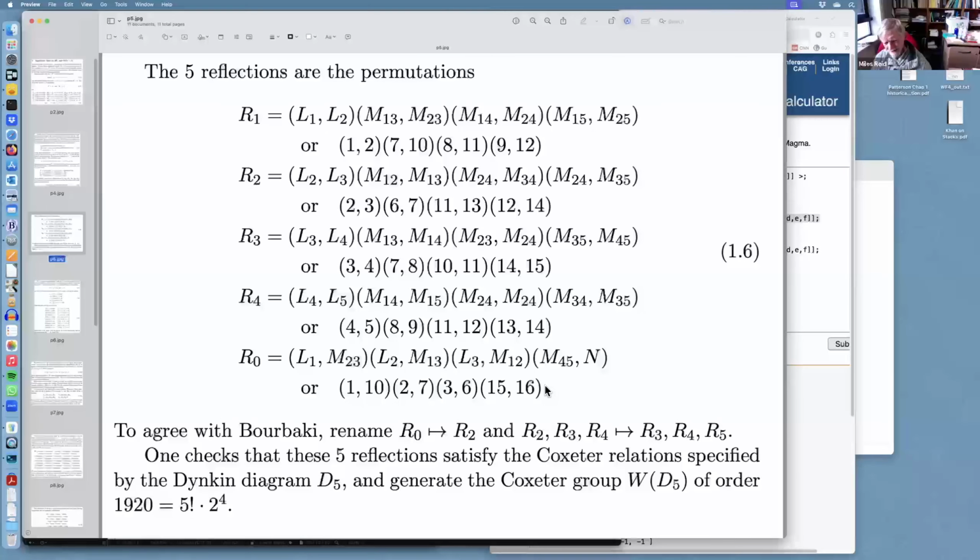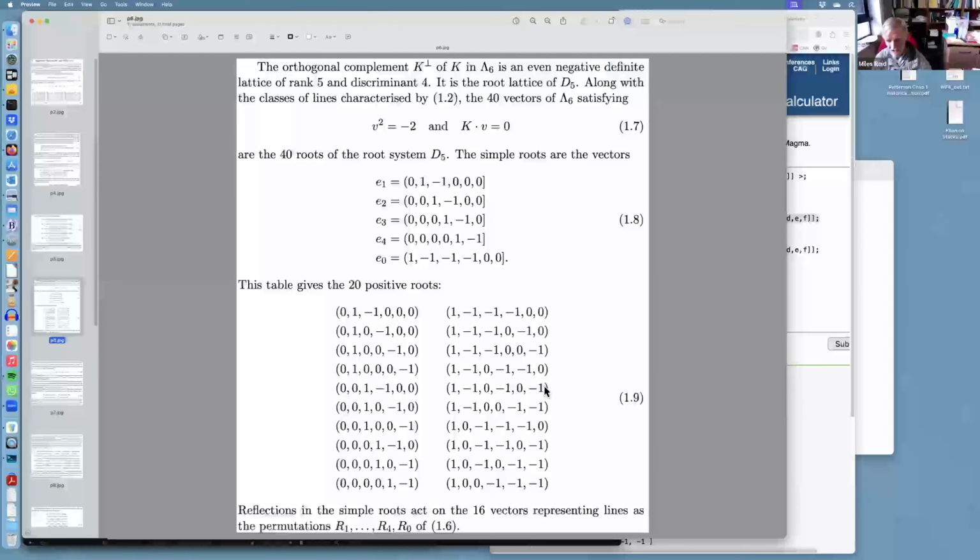When you get to about 51,840, you don't really think of this as a group that you can work with in a very straightforward way. Okay, so I said this is D5.